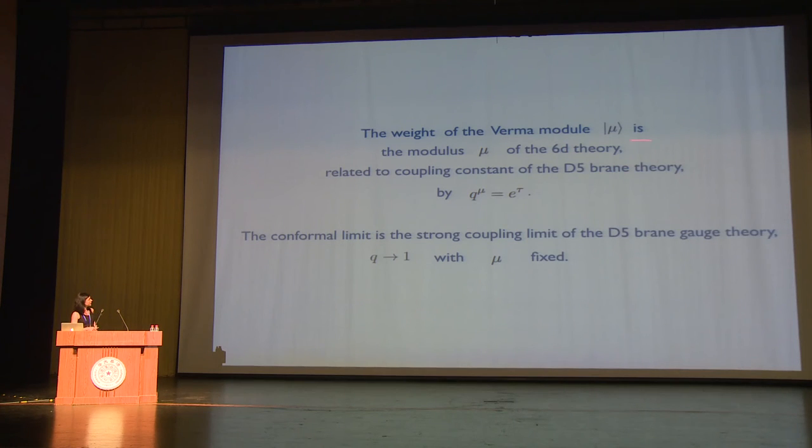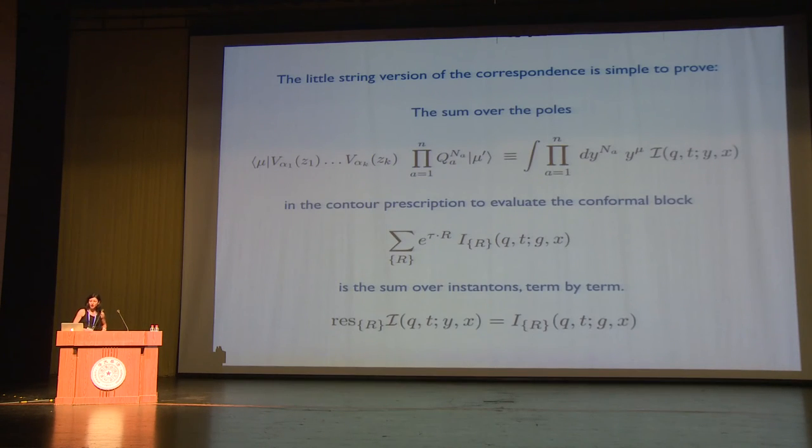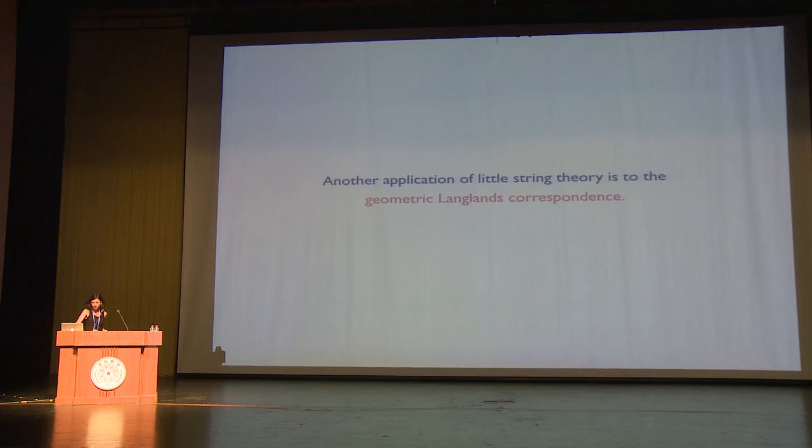The weight of the Verma module is the modulus of the 6D theory, and it's related to the coupling constant of the D-brane theory as follows. Now, as you can see, the conformal limit is the strong coupling limit of the D-brane gauge theory because tau goes to 0. So this little string version of the correspondence is simple to prove. The sum over the poles in the contour prescription to evaluate the conformal block is the sum over the instantons term by term. So there's nothing mysterious.